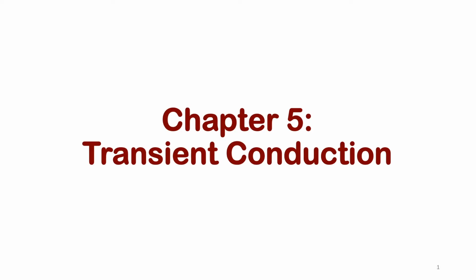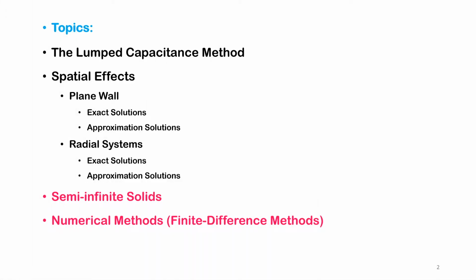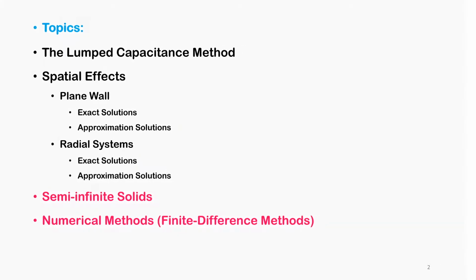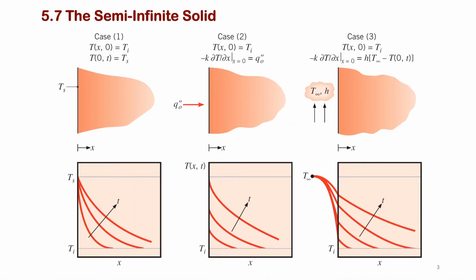Today we are going to continue on chapter 5 on the topic of transient conduction. Last week we learned about the lump capacitance method and spatial effects, in particular in planar wall and radial systems. This week we are going to focus on semi-infinite solids and numerical methods. Let's start with the semi-infinite solids.